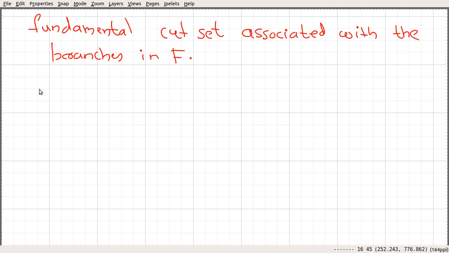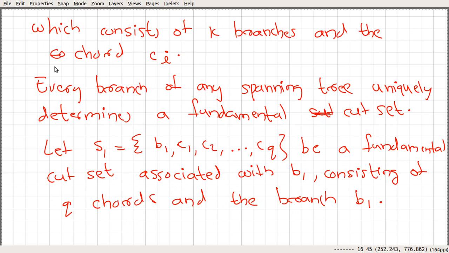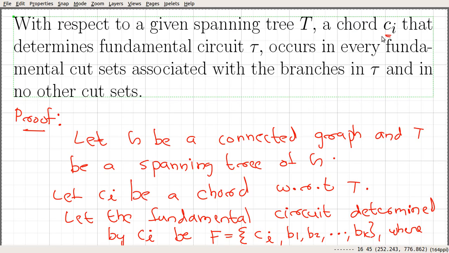Moreover, we can see that if the chord Ci is in any other fundamental cut set in T, besides those associated with B1, B2, B3 up to Bk, then there would be only one edge Ci common to some other cut set and F. Anyway, let me write down what I am trying to say. Next we are going to prove that this Ci does not appear in any other cut set.